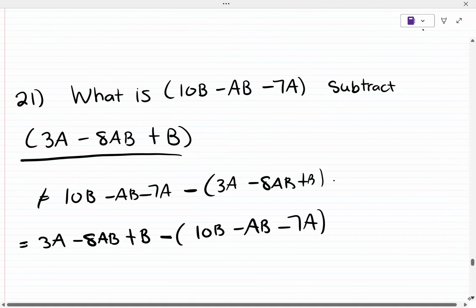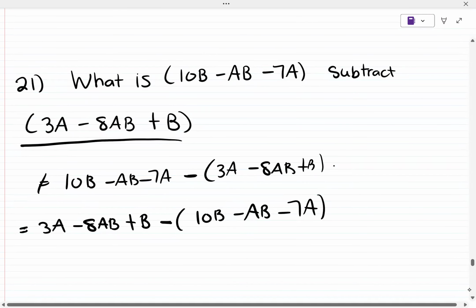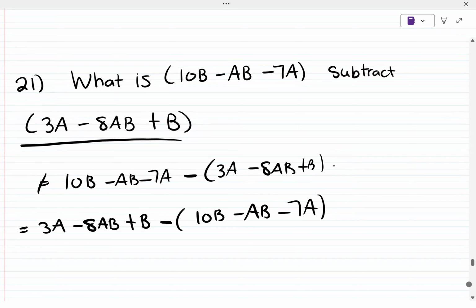And if it was addition, it's pretty simple. It doesn't matter if it was addition, you can go either way because it's addition, right? But subtraction, yeah. So what I will do is FOIL out this minus, so it's negative 10b. This is going to be positive ab. This is going to be positive 7a. And then bring this down.